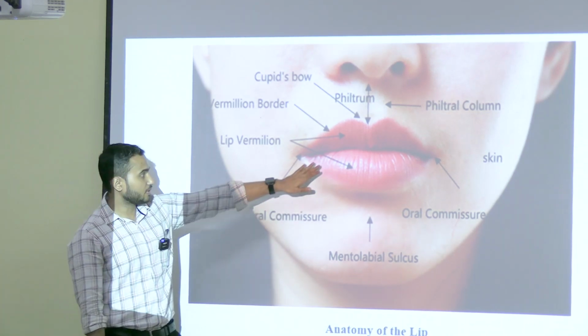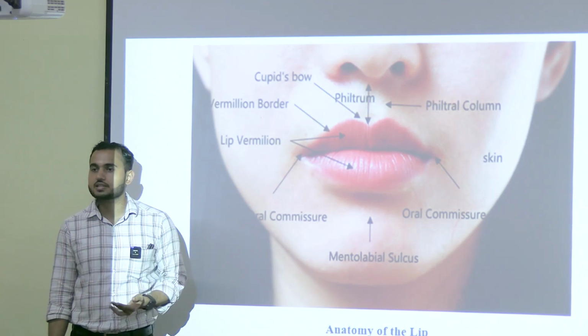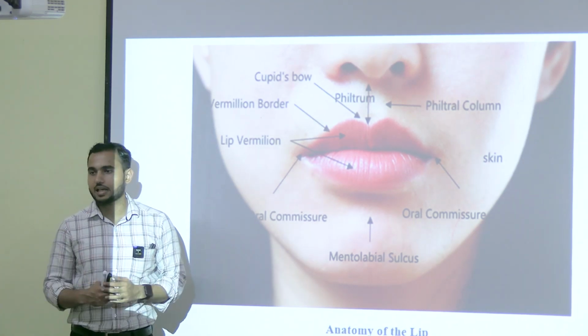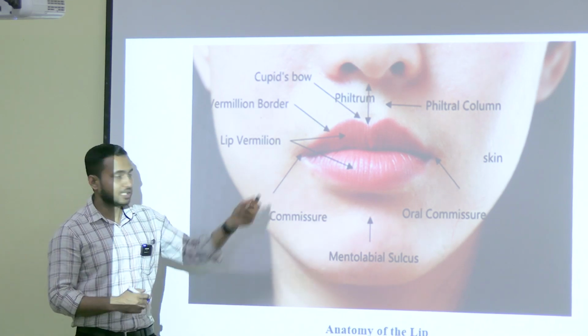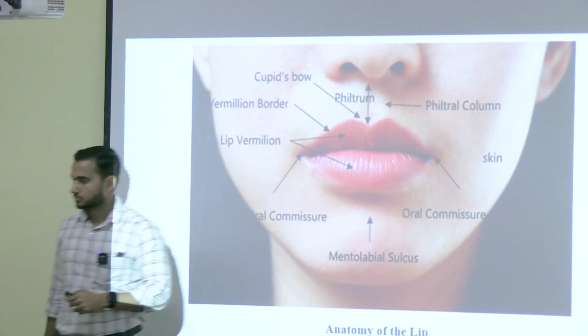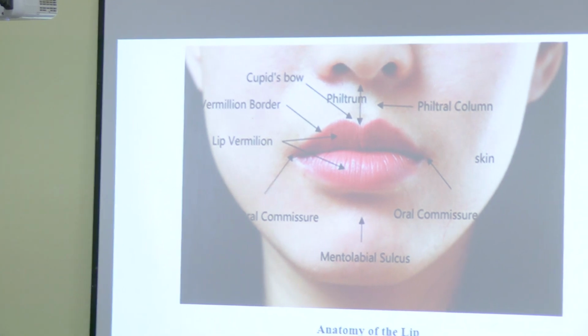I hope you can see the color. It is red. Why is it red? Because deep to the lining epithelium, a vascular bed is present. Vascular bed. That's why the color is like this. Next, there are some other parts also.